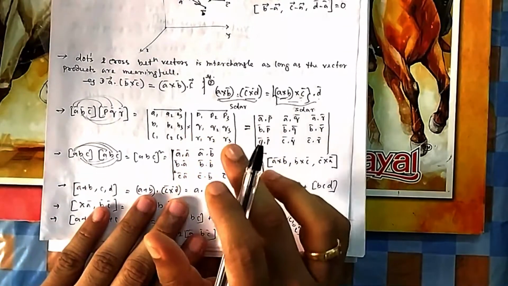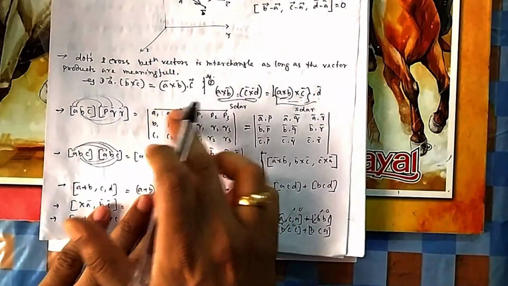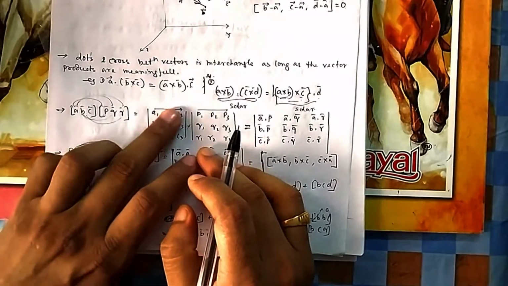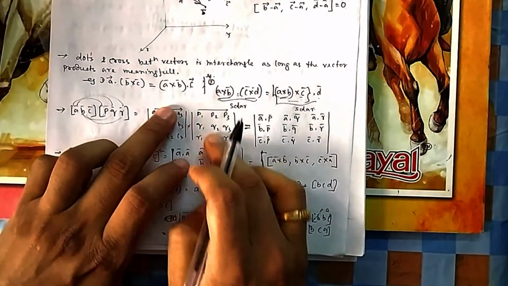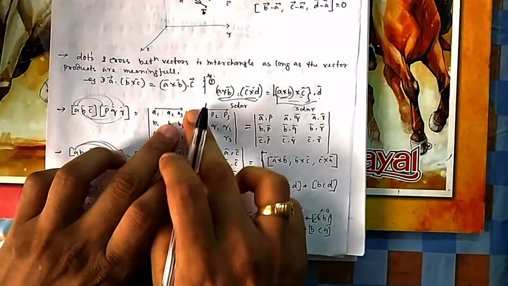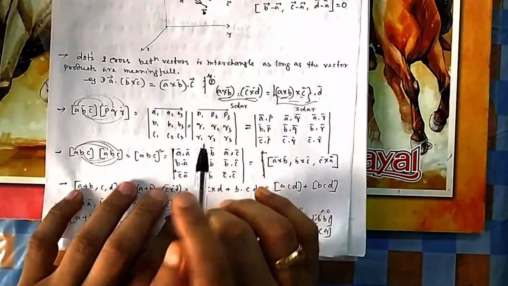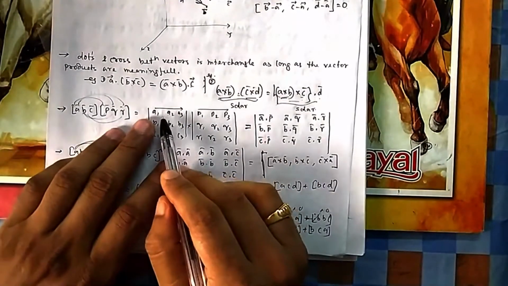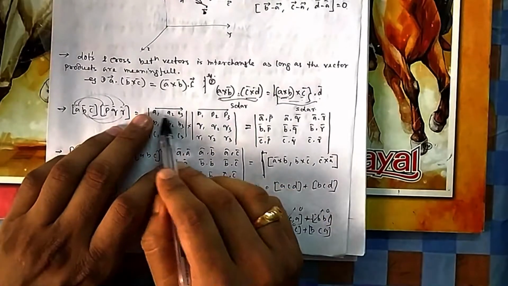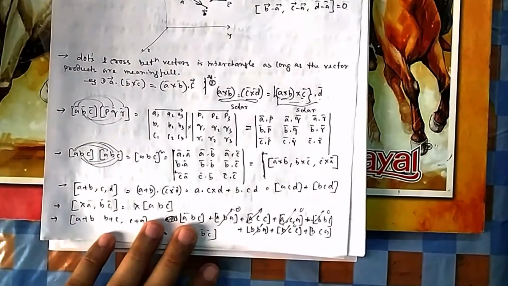Those who have studied matrices know that rows and columns get multiplied in the case of a matrix: this into this, then this into this, then this into this. Next we go for this into this. But in a determinant, the product is not like that. In a determinant, it is row by row. First it is multiplied by this row, then this row, then this row. That is the product in a determinant.